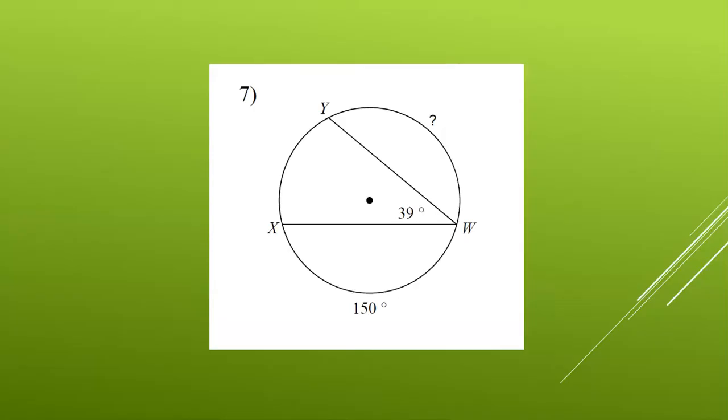On number 7, you notice there's not a diameter, so you can't use anything with 180 minus such and such. That's not really going to help you when you don't have a diameter. But remember, you still do know that an entire circle adds up to 360, so that might be something you could use. Go ahead and hit pause and work on it.